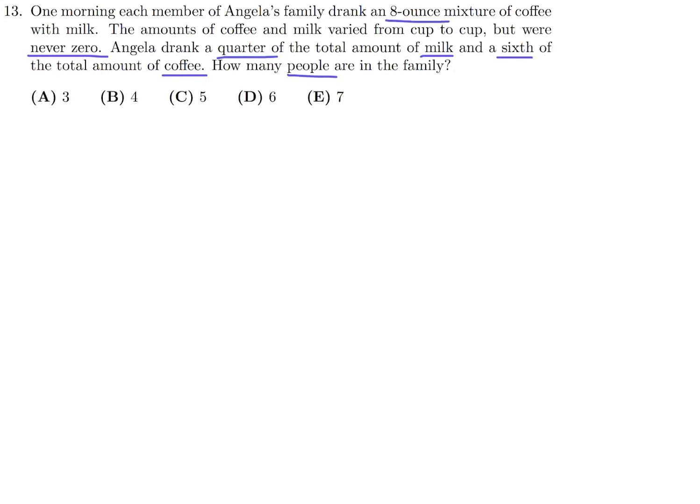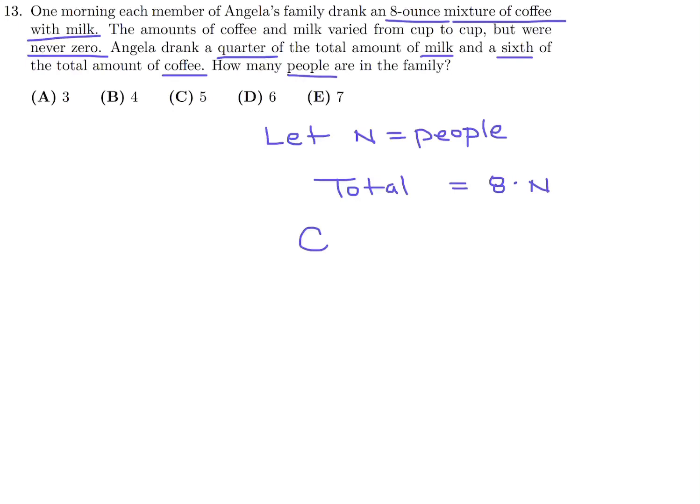So everybody drinks 8 ounces, right? So we'll let N be the number of people. And everybody drinks 8 ounces. So the total amount consumed is 8 times N. And all the beverages that they're consuming are basically a mixture of coffee and milk. So the amount of coffee, C, plus the amount of milk, M, is equal to 8N. So that's our first equation.